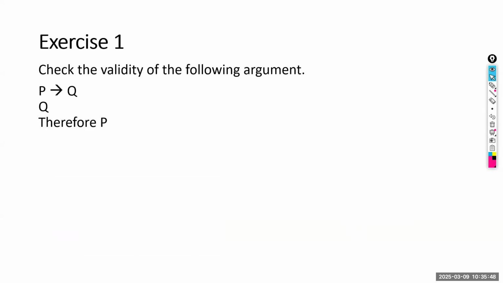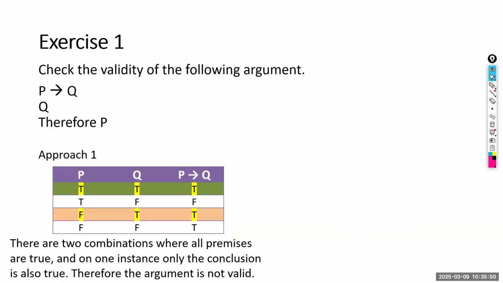So let's take the second example. From the truth table, we proved that it is invalid, but let's see whether we can logically prove it. P implies Q, Q, therefore P. So we assume that this is true, and this is true. You can start with a simple one.